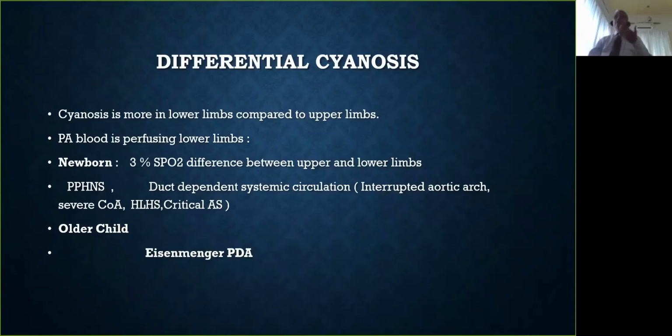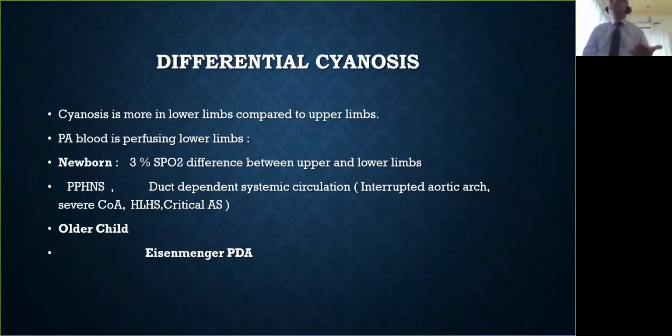Even worse, if you have a duct-dependent systemic circulation, think of an interrupted aortic arch, there is no flow between the left common carotid and the left subclavian, or there is no flow distal to the left subclavian, and the body is sustaining life by the pulmonary artery shunting blood through a duct into the descending aorta. You have to have lower saturations in the lower limb, and that is what we mean by a duct-dependent systemic circulation. You have other examples for it.